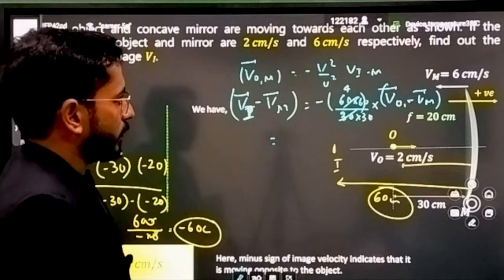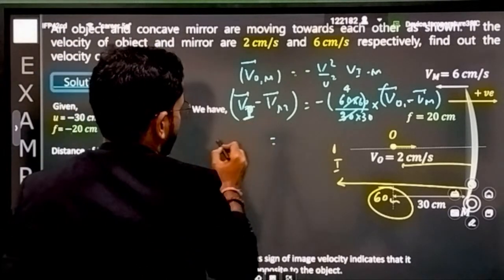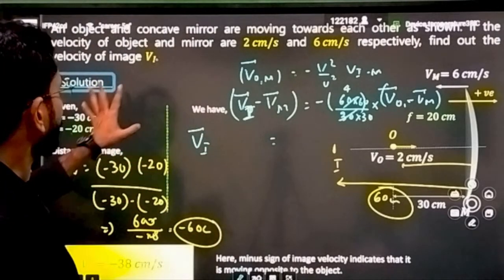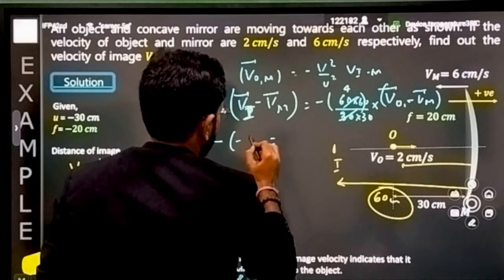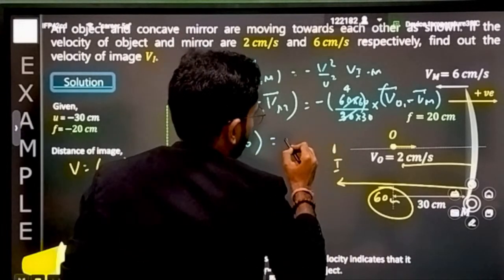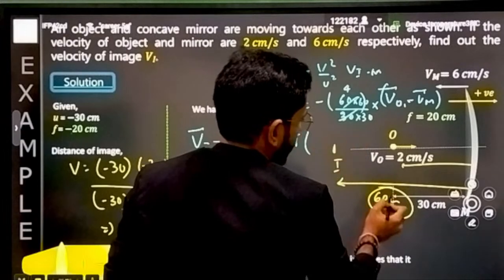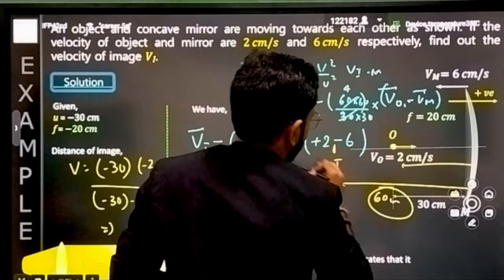After that, further solve it. What about the values that are given? From here, velocity of image is what you have to calculate, only velocity of image, minus velocity of mirror. How much will you say? Minus of 6. Here it is minus of 4 already, and inside you will have velocity of object. Object is moving plus of 2 minus of 6.